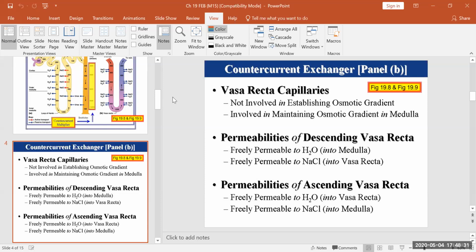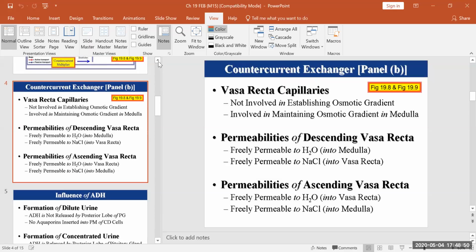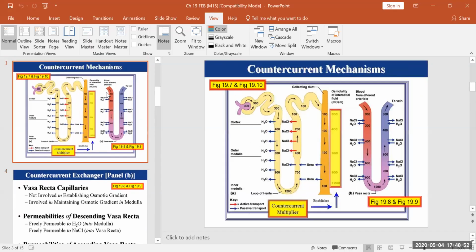So the vasa recta, that's the countercurrent exchanger. The vasa recta maintains that osmotic gradient. Okay, so let me go back to the picture here. I don't think the next slide is, yeah. So it's the same picture. So this one here.